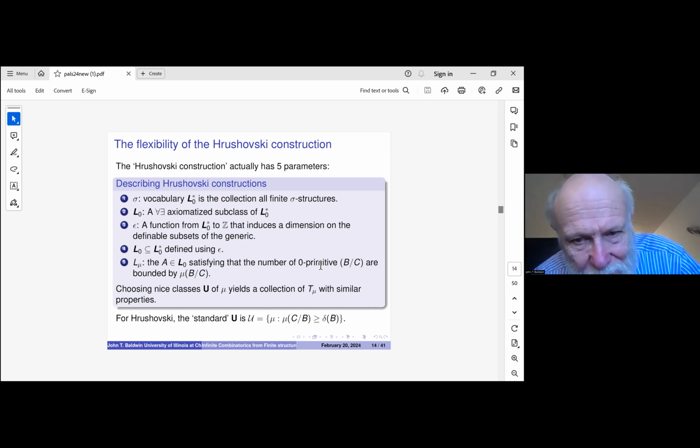function mu that bounds the number of zero primitive pairs that are bounded by mu. And I will explain that in a moment. And then you choose each of these things, and you can have a class U of a certain condition on the mu, and then you get a whole collection of theories that are very similar. The standard U, capital U, is just saying that mu of C over B must be greater than or equal to, and epsilon became delta of B.